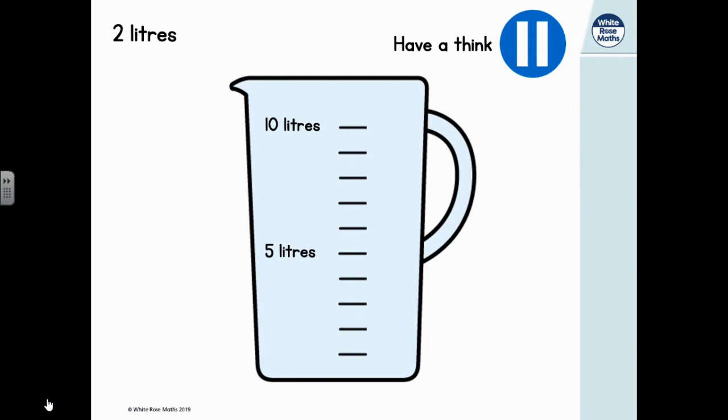Did you do something like this? 1, 2, 3, 4, and then 5 litres is next. Brilliant. Now she can fill 2 litres in her jug. Perfect. Great filling, Alex.